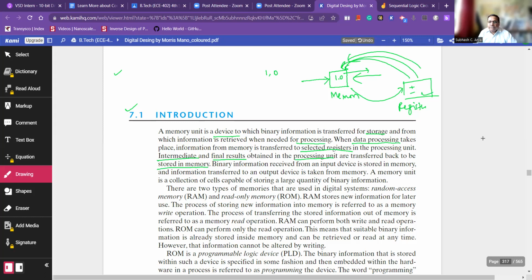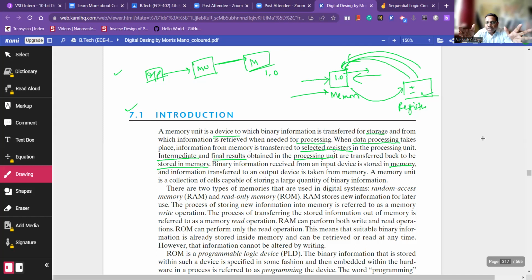Binary information received from an input device is stored in memory, like this. And information transferred to an output device is taken from the memory. Suppose this is some input device, which gives some information. This is the memory unit, and this is an output unit, suppose a monitor, where we can see the content of the memory unit. So the memory unit is a kind of intermediate unit.